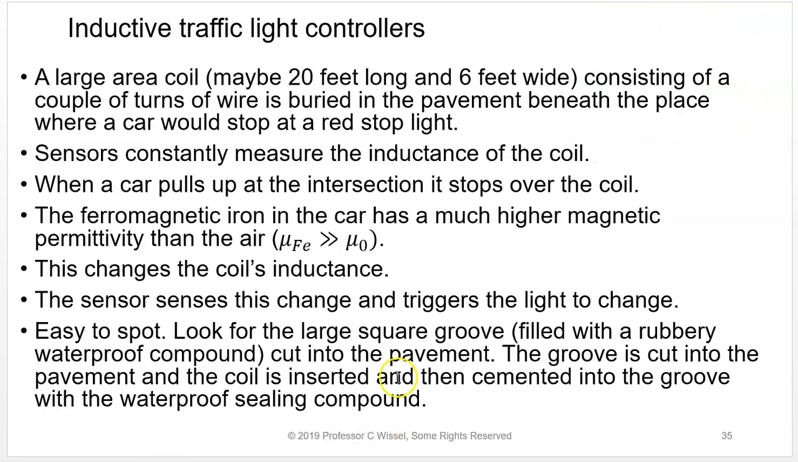Okay, now this is another thing that you might have seen and not known exactly how it worked or even what it was. These are inductive traffic light controllers. A large area coil, maybe 20 feet long by 6 feet wide, consisting of a couple of turns of wire, is buried in the pavement where a car would stop at a red light. Sensors can constantly measure the inductance of the coil. When a car pulls up to the intersection, it stops over the coil. The ferromagnetic iron in the car has a much higher magnetic permeability than the air. In other words, mu Fe is much greater than mu naught. This, of course, changes the coil's inductance. The sensor senses this change and triggers the light to change.